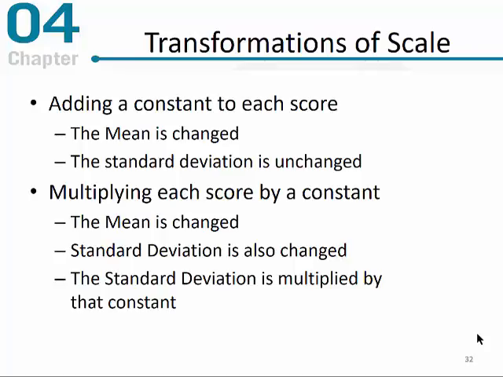This is different when you multiply each score by a constant. Remember again, the mean is changed and the standard deviation is also changed. The way it is changed is that the standard deviation is multiplied by that constant also.